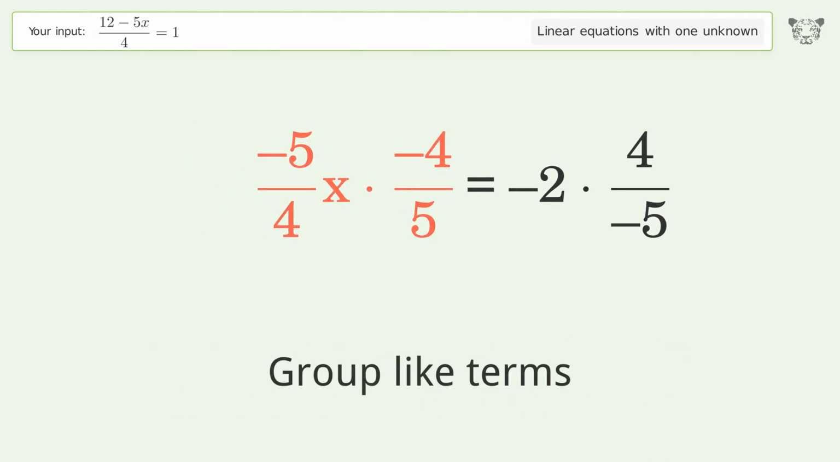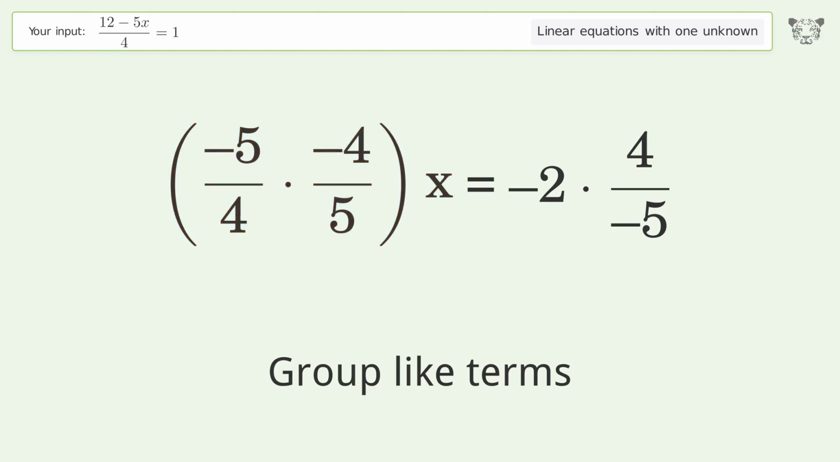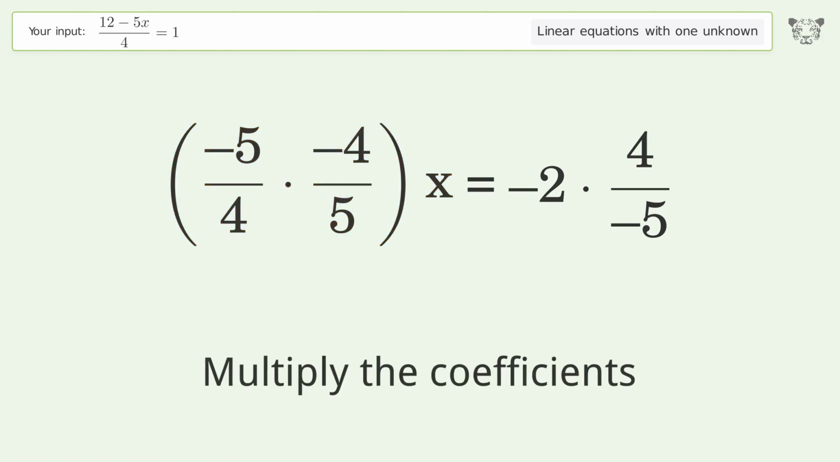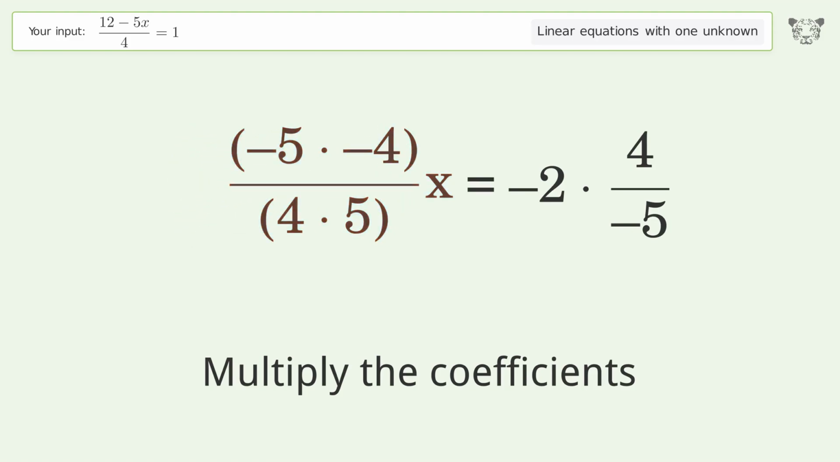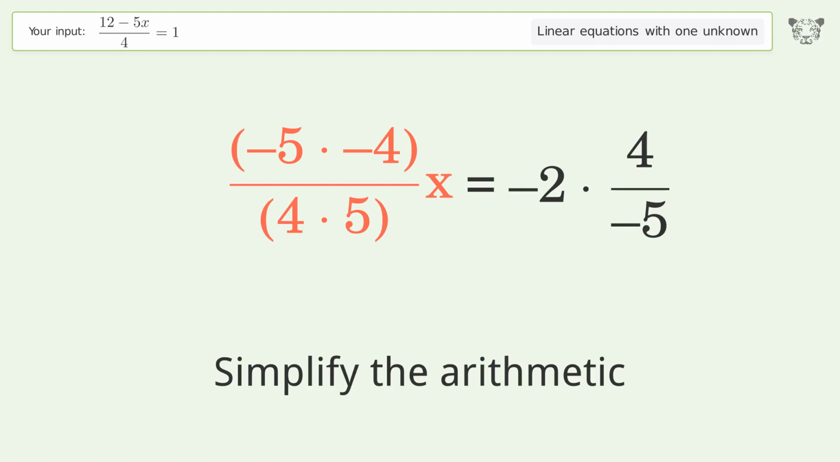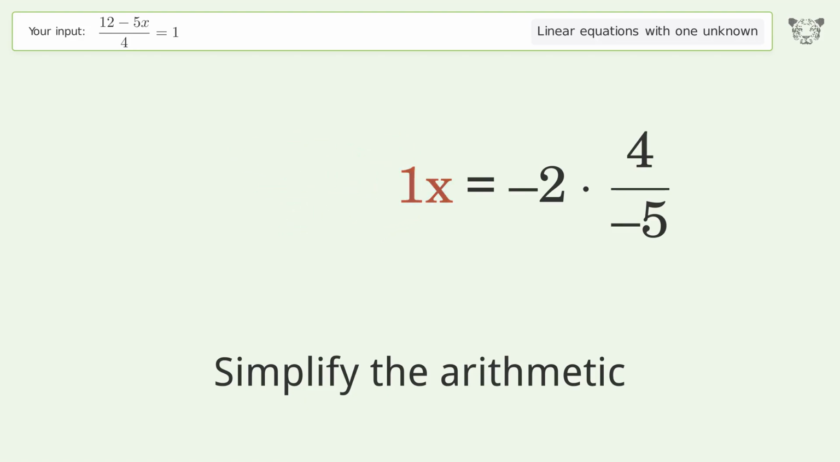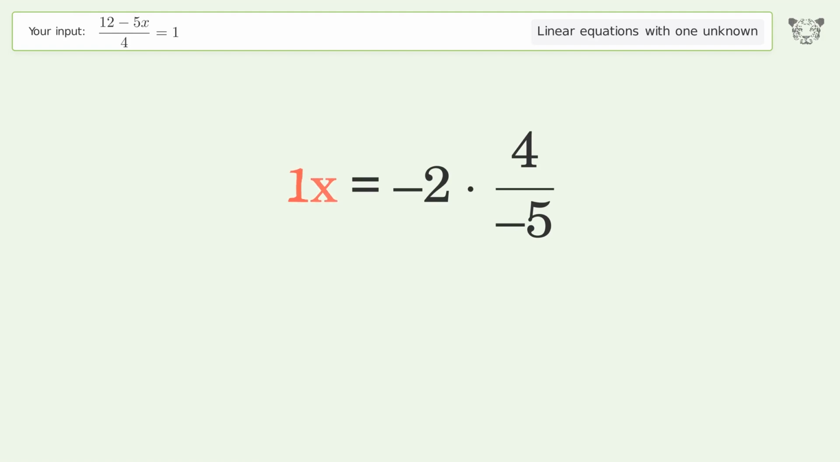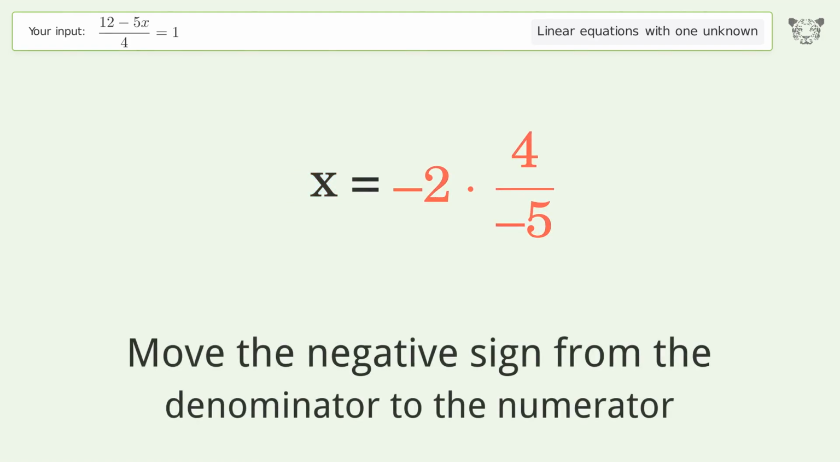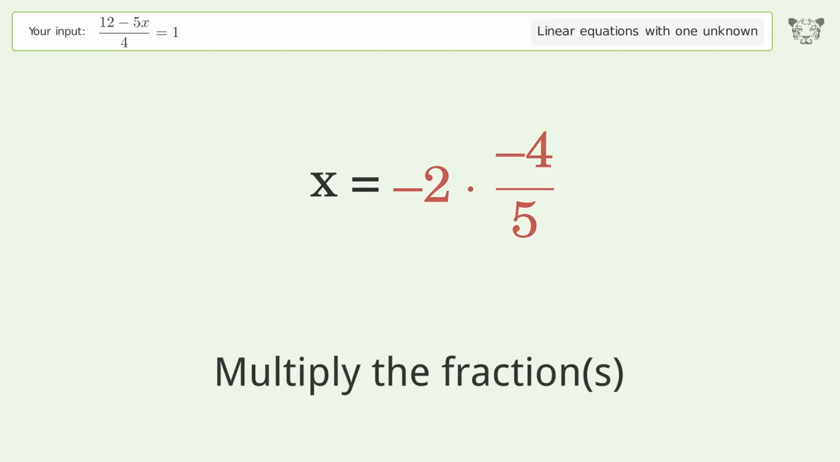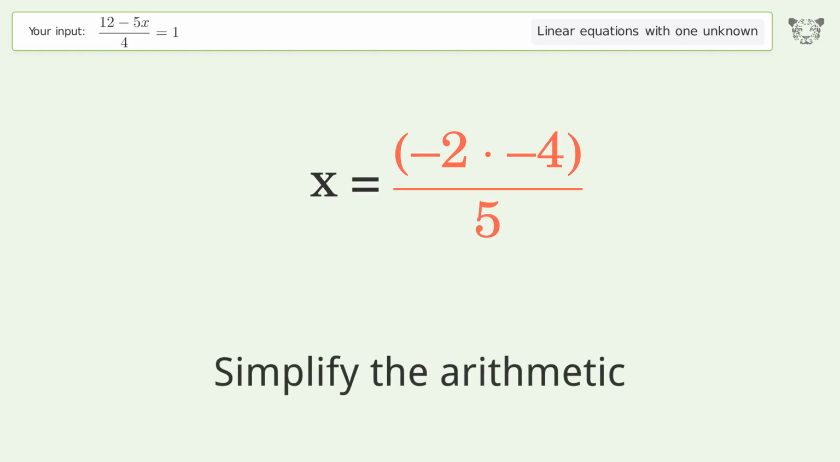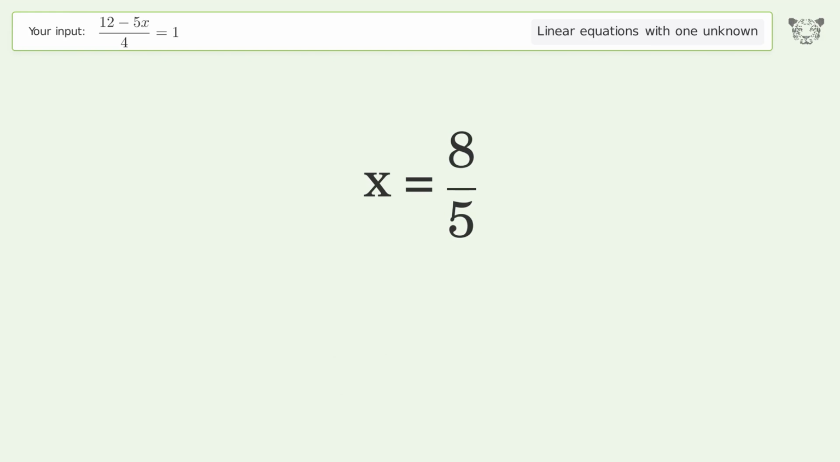Group like terms. Multiply the coefficients. Simplify the arithmetic. Move the negative sign from the denominator to the numerator. Multiply the fractions. Simplify the arithmetic. And so the final result is x equals 8/5.